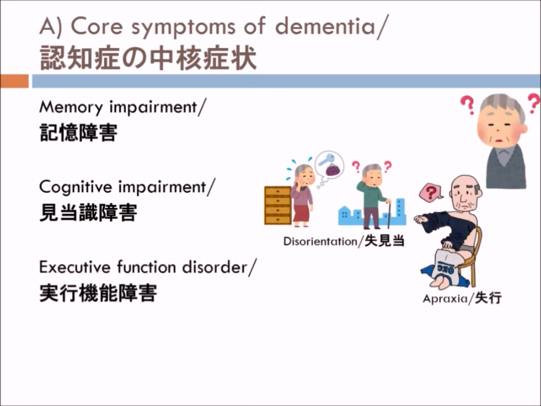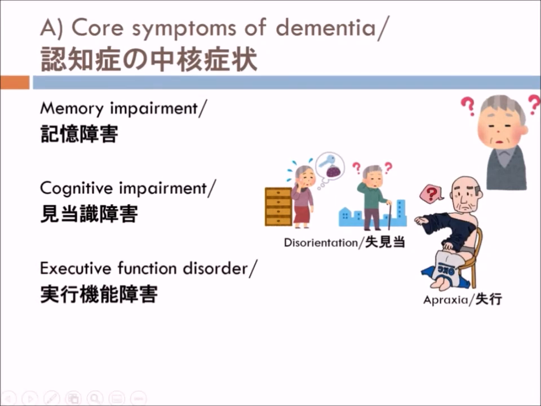Executive function disorder. A person with an executive function disorder can't remember procedures and becomes unable to carry out various activities, like becoming unable to execute the procedures of cooking, and apraxia. Apraxia is a motor disorder caused by damage to the brain, in which the individual has difficulty with the motor planning to perform tasks or movement when asked.